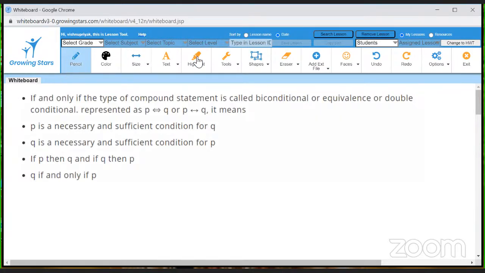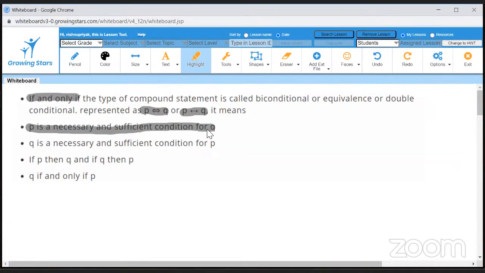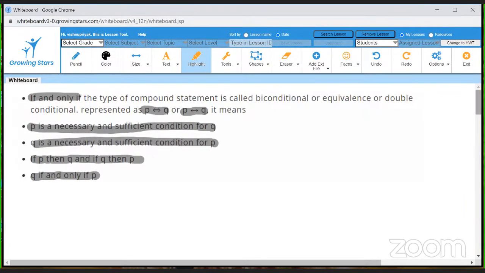Suppose you have "if and only if", what does it mean? P double implies Q, the biconditional statement. How can you express it? P is necessary and sufficient for Q. Q is necessary and sufficient for P. If P, then Q, and if Q, then P. Q if and only if P. All these are different ways to understand P double implies Q.